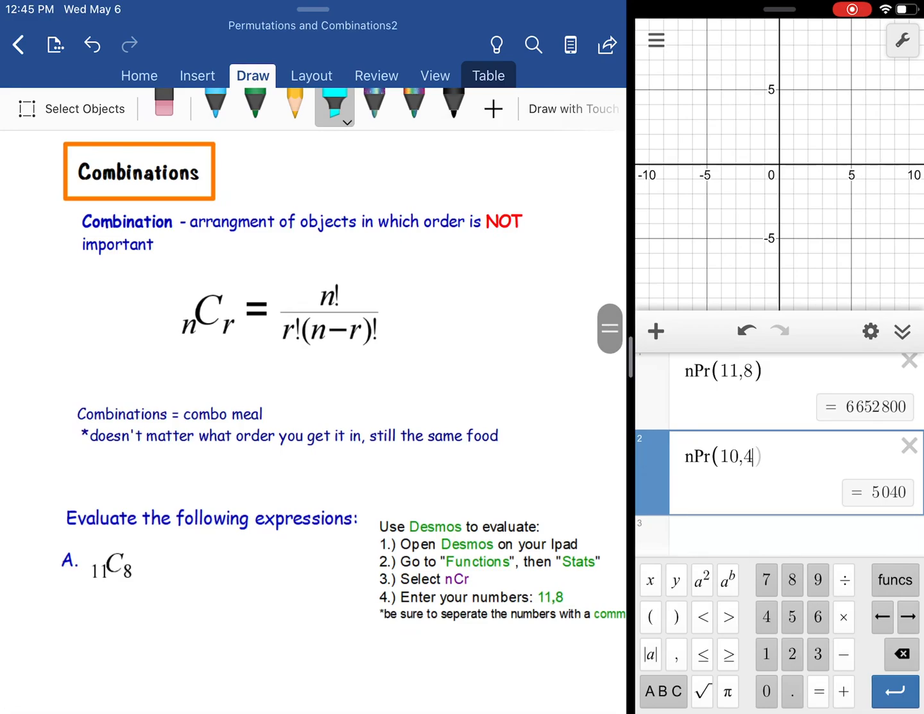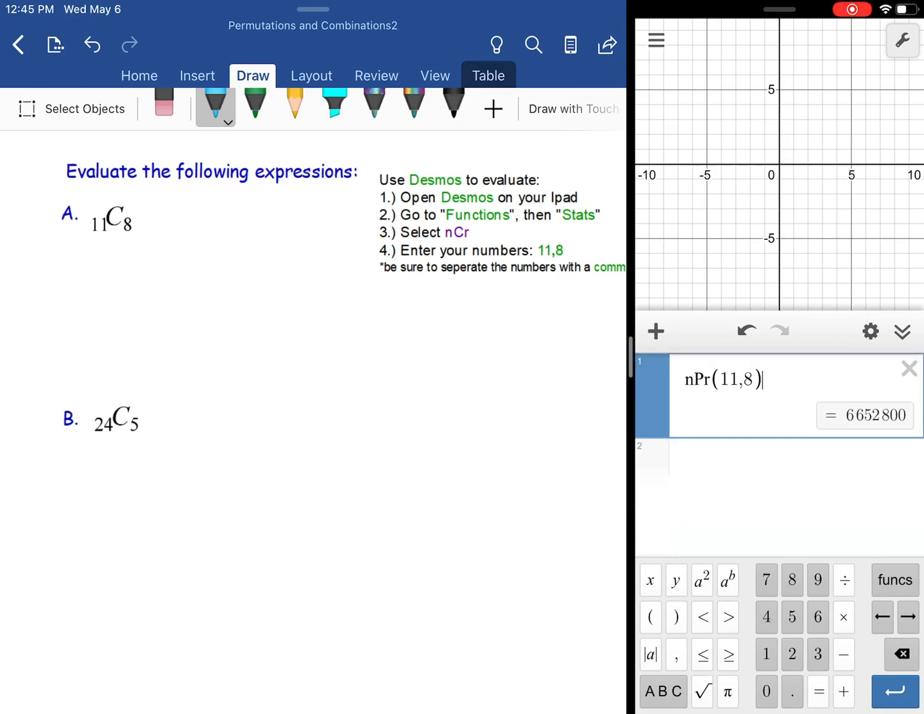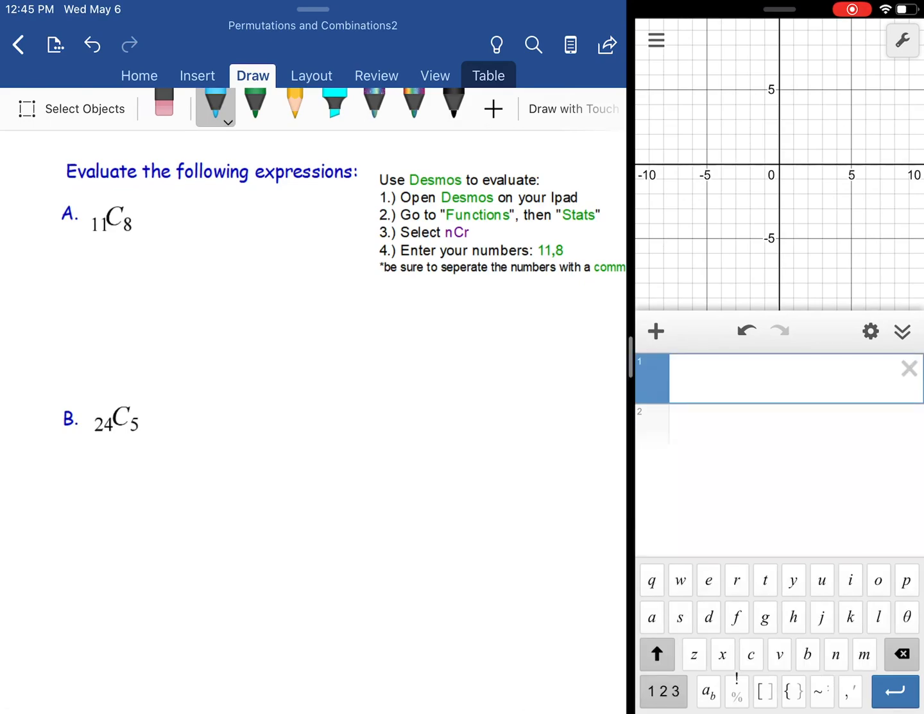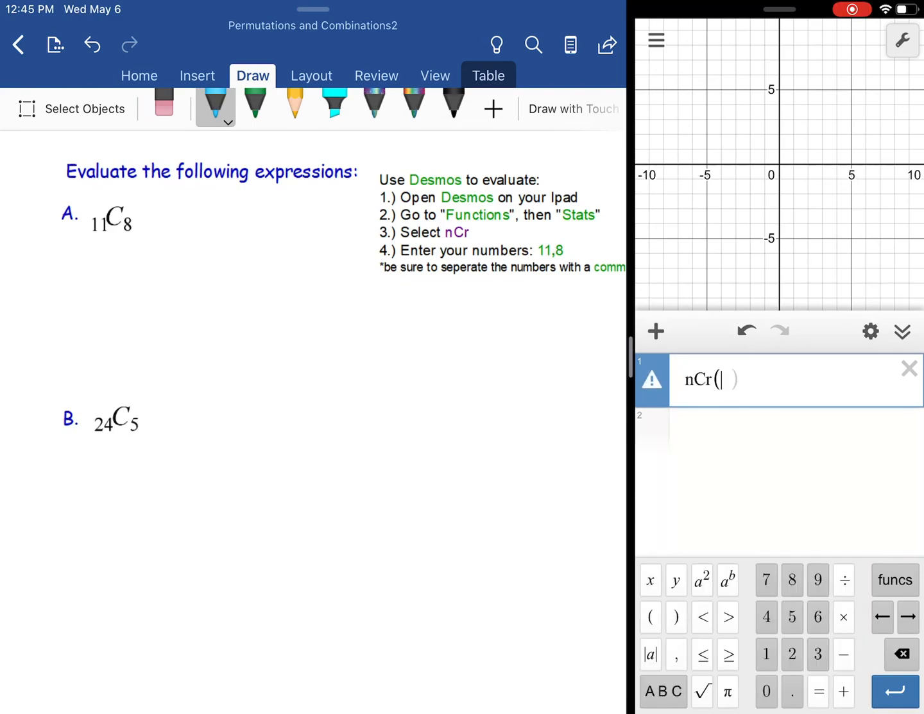Let's switch gears and look at combinations. So combinations, remember, order does not matter. We do not care about the order. It's like that combo meal. So now when we're using Desmos to figure this out, instead of NPR, we're going to use NCR. So go to your functions, stats, NCR.